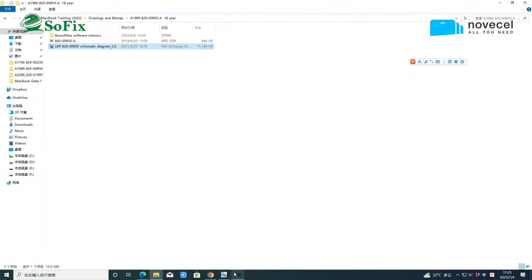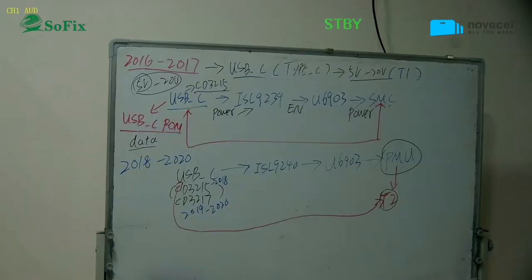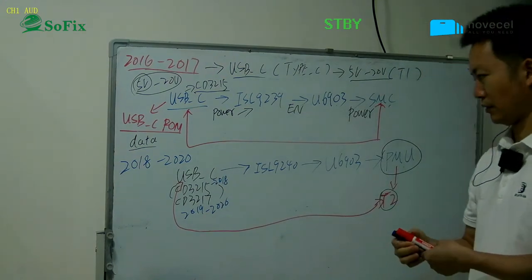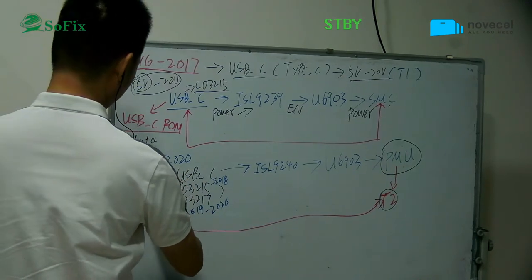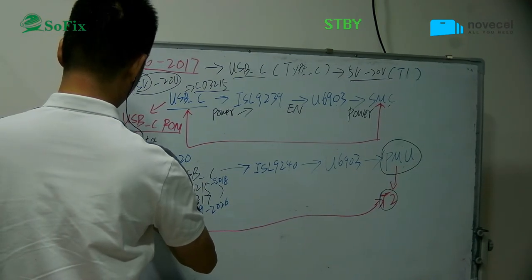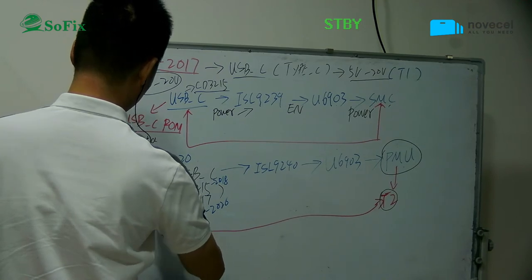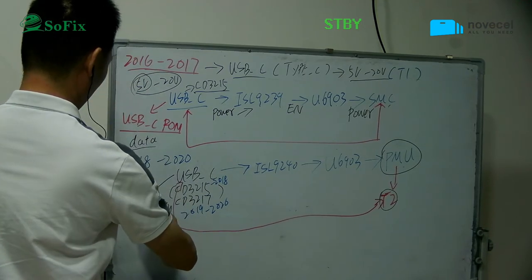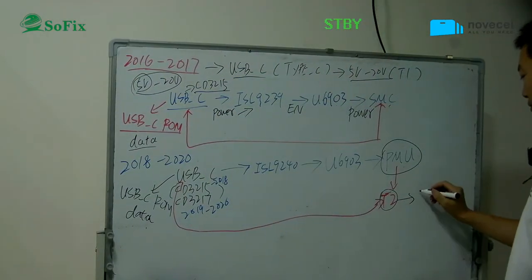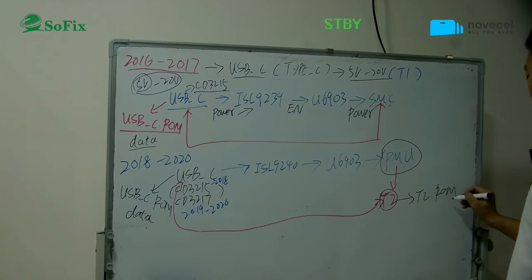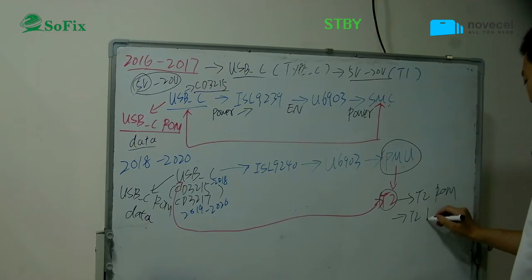So this is about the T2 model, 5 volt to 20 volt, the socket. The T2 communicates the data to USB-C. Also the USB-C chip reads the USB-C ROM data. And the T2 model has a T2 ROM and the T2 bridge OS.